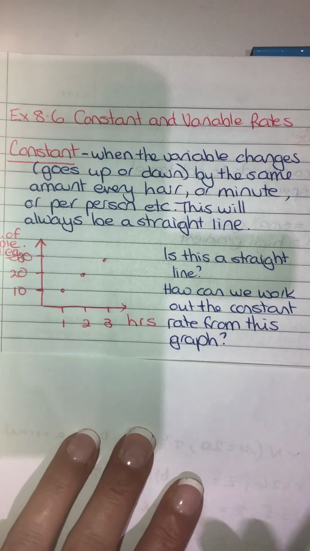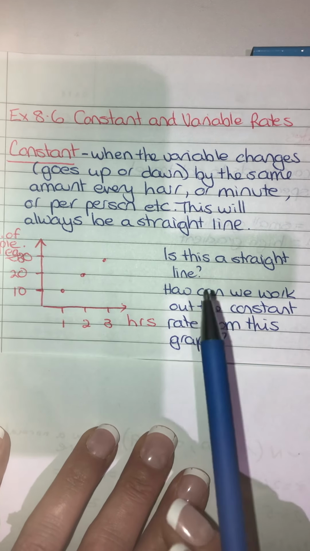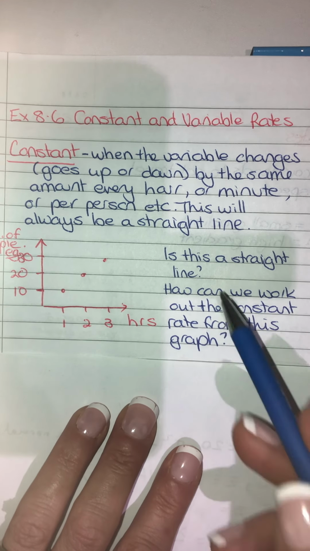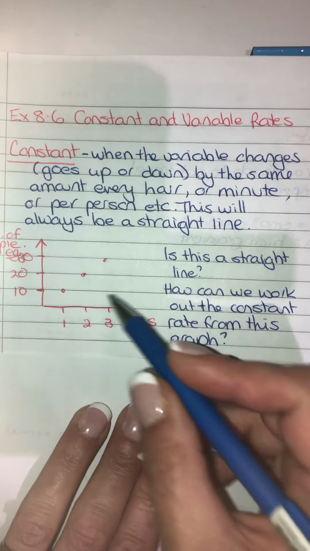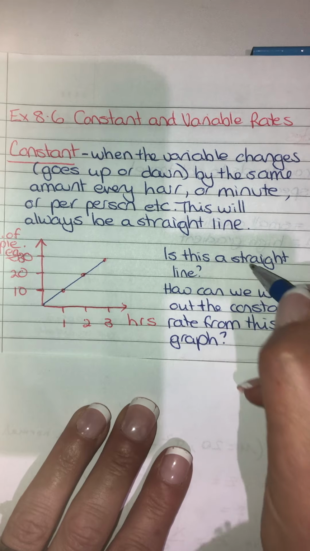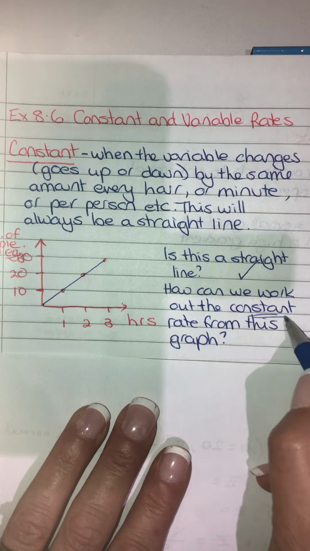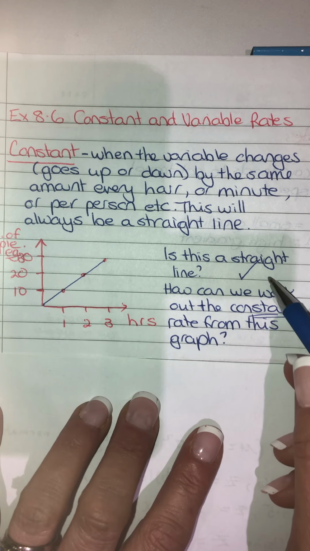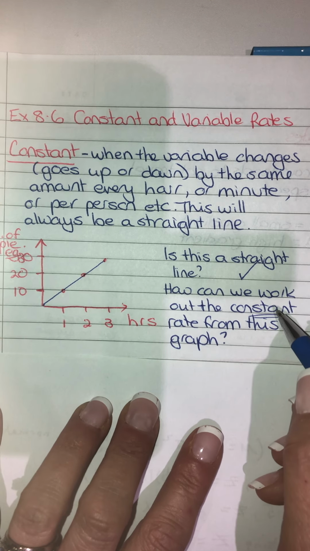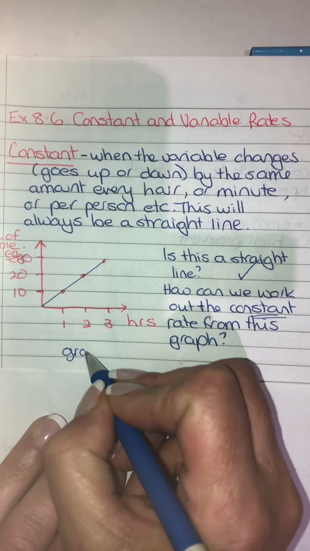So for instance, if you get a graph looking like this, you've got number of people up the y-axis and number of hours along the x-axis. First of all, is this a straight line? If we were to put a ruler on that, the answer would be yes. And how can we work out the constant rate? It is constant because it's a straight line. And the second thing is, how can we work out what this rate would be? The way we do that is just by working out the gradient of the line.